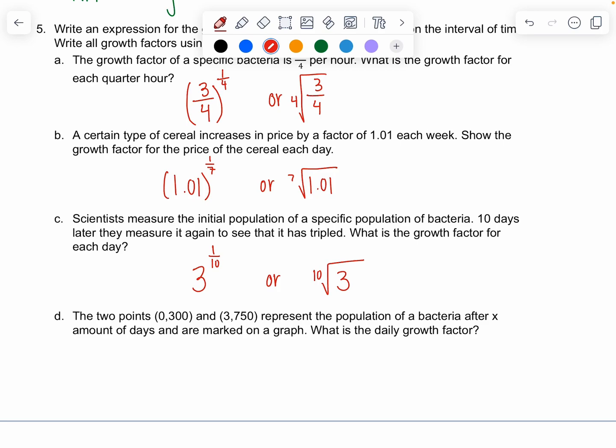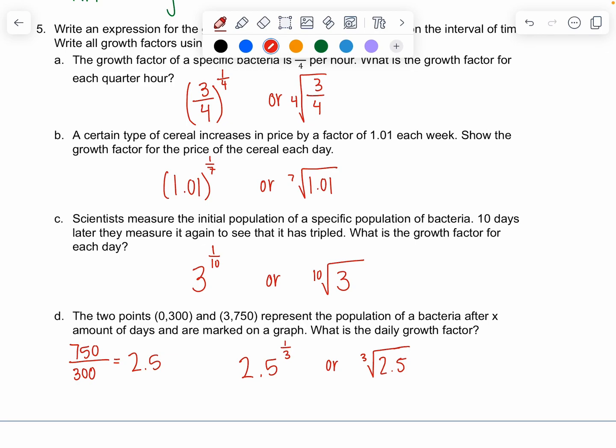And 2 points on a graph are 0,300 and 3,750. They represent the population of bacteria after X amount of days and are marked on a graph. What is the daily growth factor? So here we can see that we know every 3 days that they grow by 750 over 300, which is 2.5. So to find the daily one, we're going to take 2.5 and do to the 1/3, because we're looking at it every 3 days, or the cube root of 2.5.